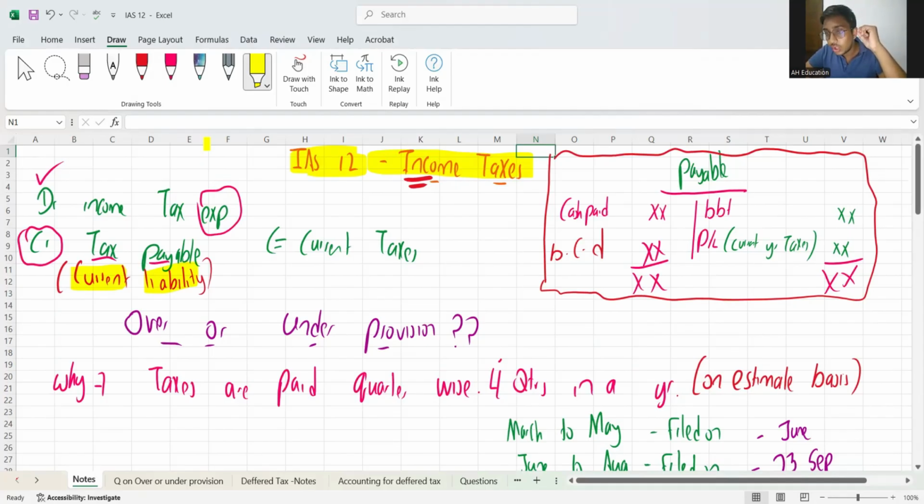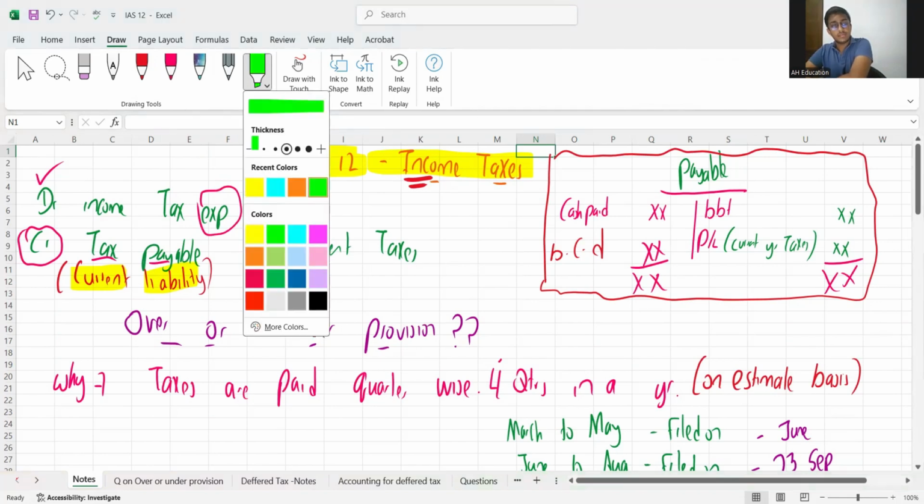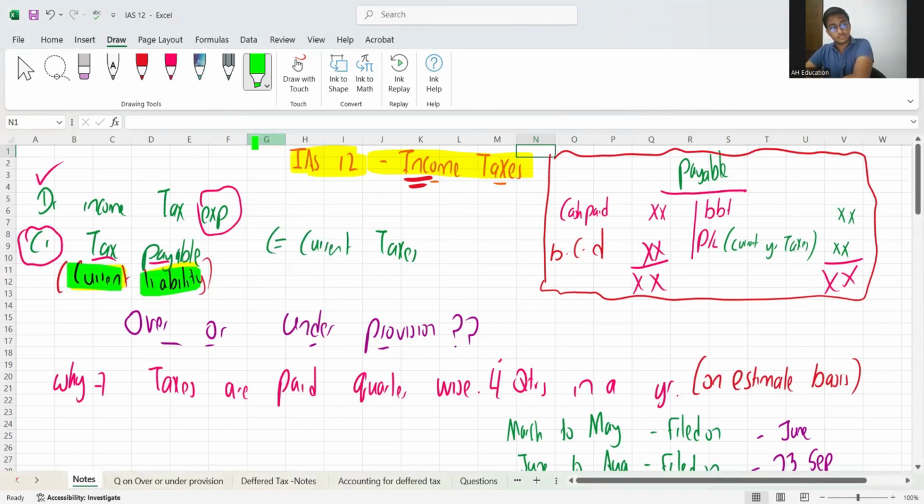Also, you need to understand why I'm putting it under current liabilities, because the payment for tax needs to be settled within 12 months' time, right? And if it's not settled, obviously I'll be having fines. So that is the reason why I'm telling you that taxes are under current liability. Why? Because you need to settle it within the next 12 months.